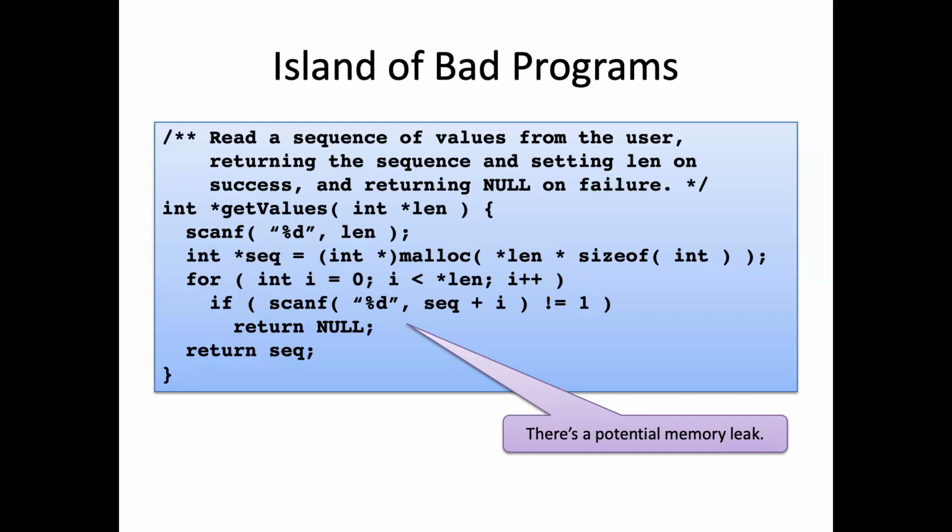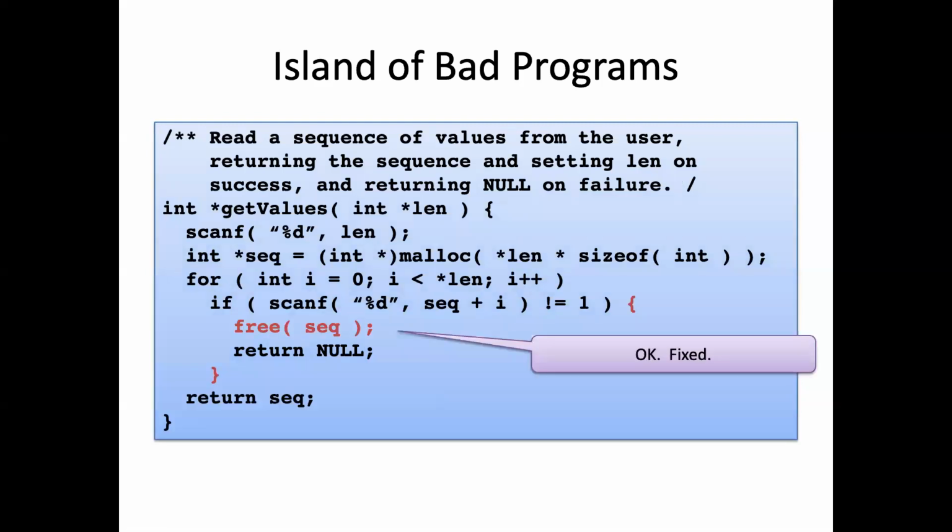And since nobody gets a pointer or a copy of this pointer, no one's ever going to be able to free that memory. So on this return, it seems like we should free that block of memory. That's easy enough to do. We just need to add a free before we return that error condition.